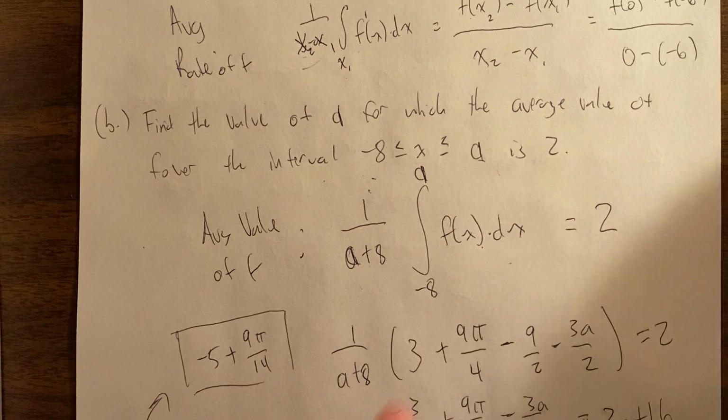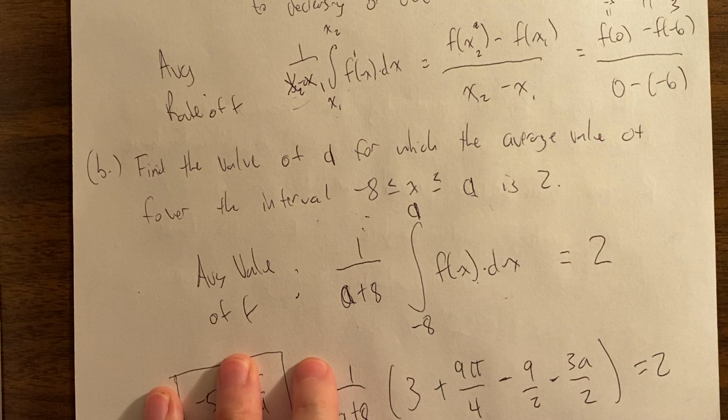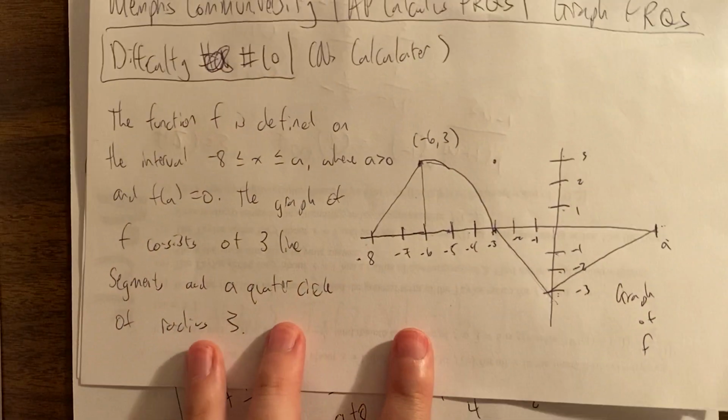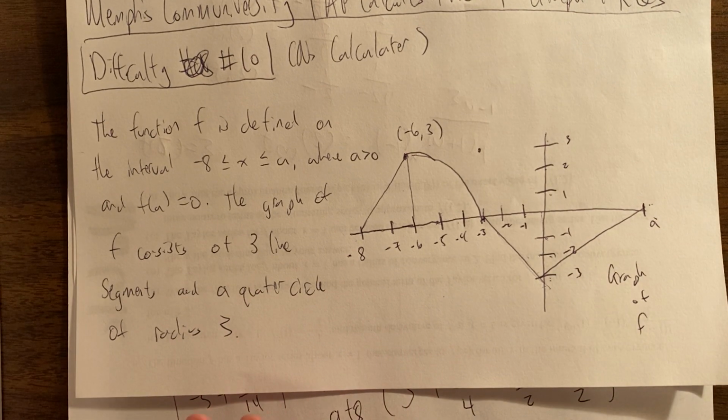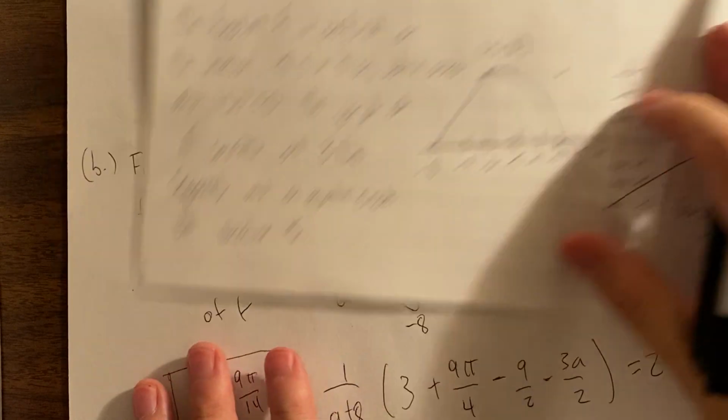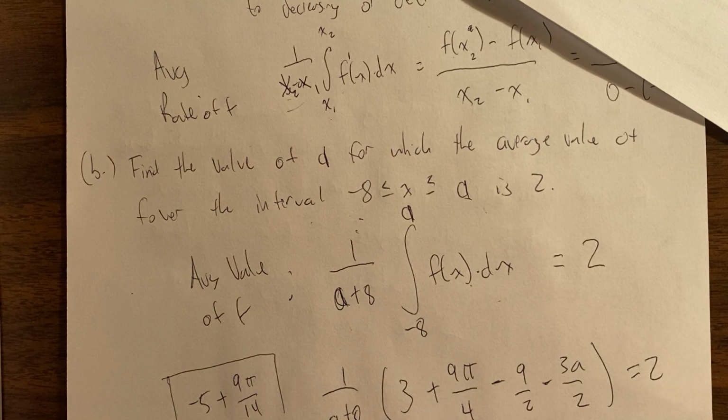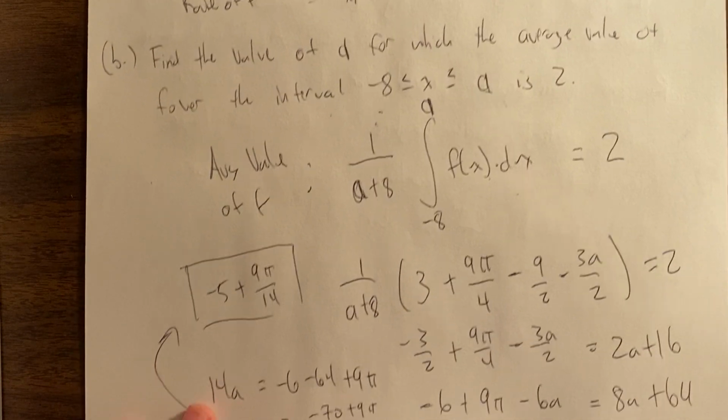And then to find this integral is the area under this curve. So we slowly found the area under this curve. We just added up and subtracted off the area of these shapes here. And then we just solved for a plus 8, brought it over, and then solved for a in the end. And that's how we did the question.